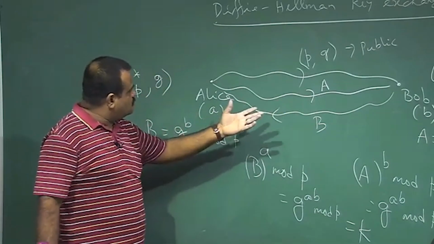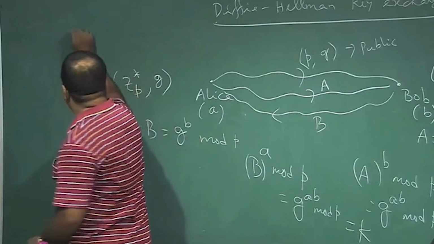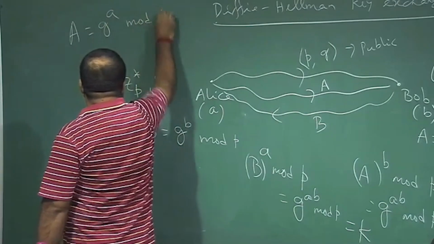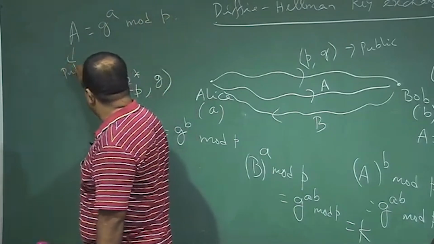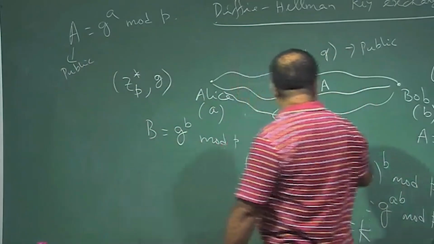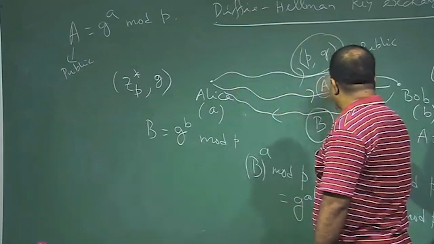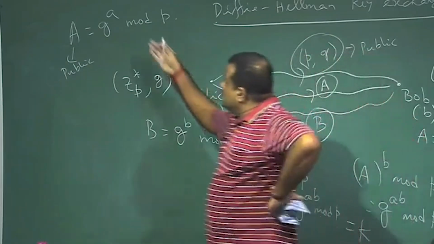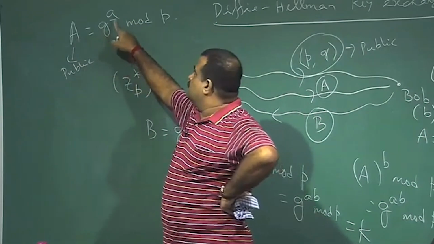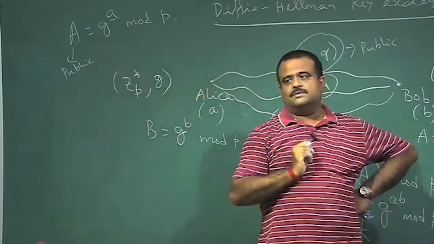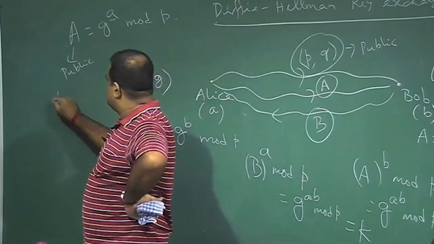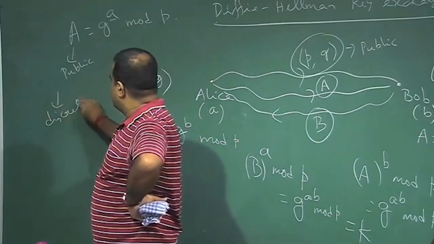The secret is a or b. Capital A is public, where capital A is G to the power a mod P. This is a public parameter, and capital B is also public. Whichever values we are sending over the channel are all public parameters, and a and b are secret. If A is known and G is known, G is also public, to find a is called the discrete log problem.